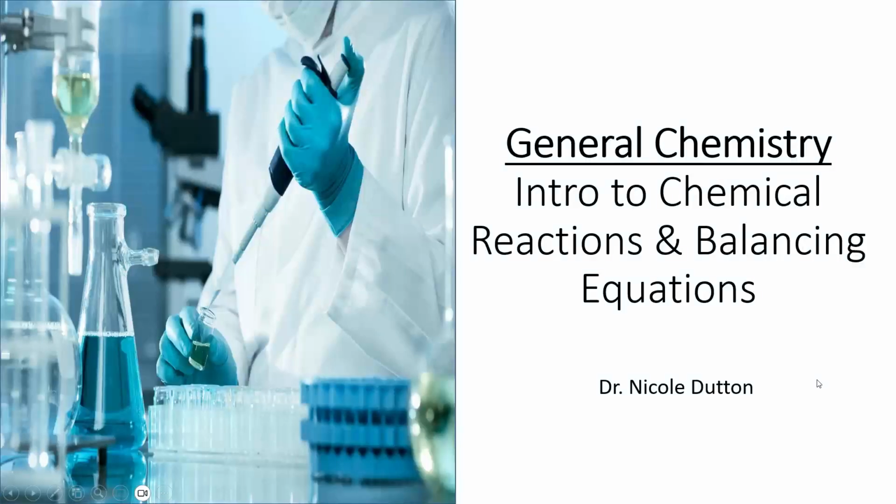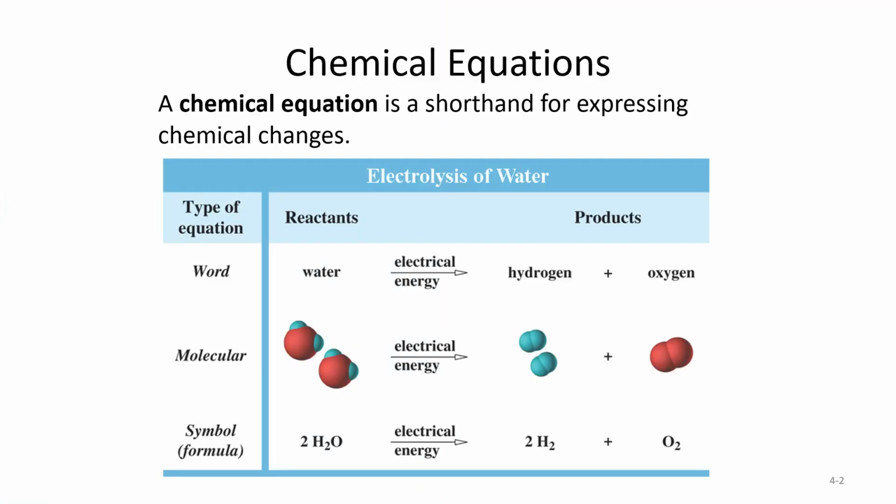Introduction to chemical reactions and balancing equations. A chemical equation is a shorthand for expressing chemical changes. So if we write out a word equation, you can see the reactants are water. If we apply electrical energy, it produces hydrogen and oxygen.